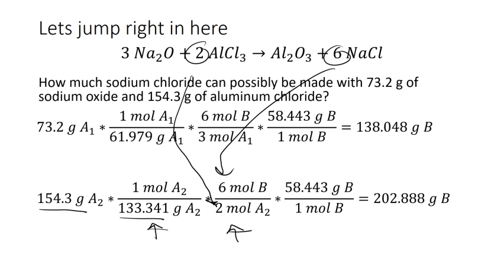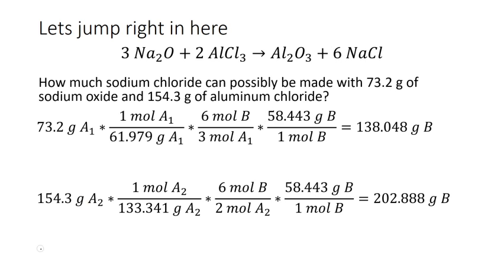And then finish up converting from moles to our desired unit, which you will notice, hopefully, the molecular mass is the same because we are going from our reagents to the same product, right? We want to know how much sodium chloride can possibly be made. So we're going to do this for the same B here, because we're looking at which one of our reactants is limiting. So we have to know how much of our B can be made with both of those reactants.